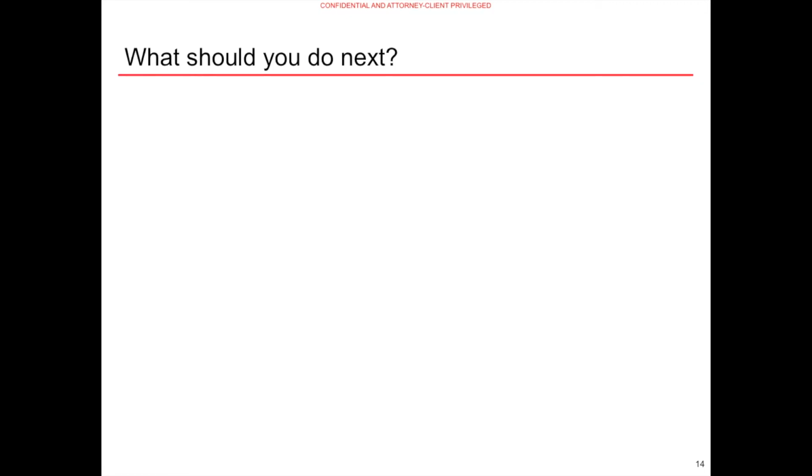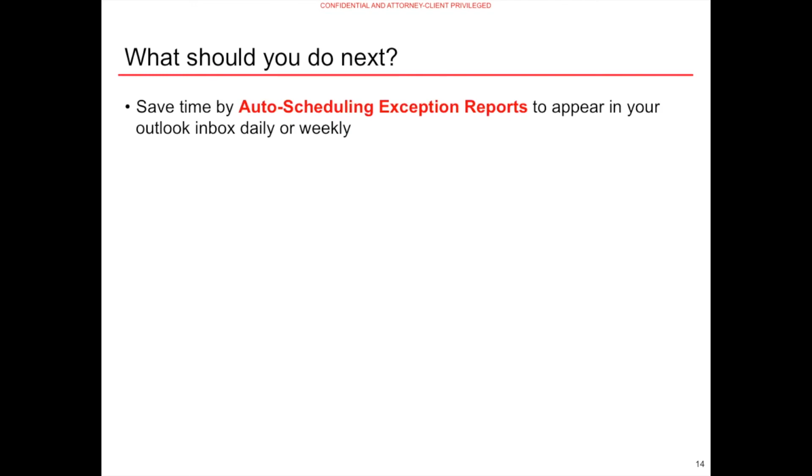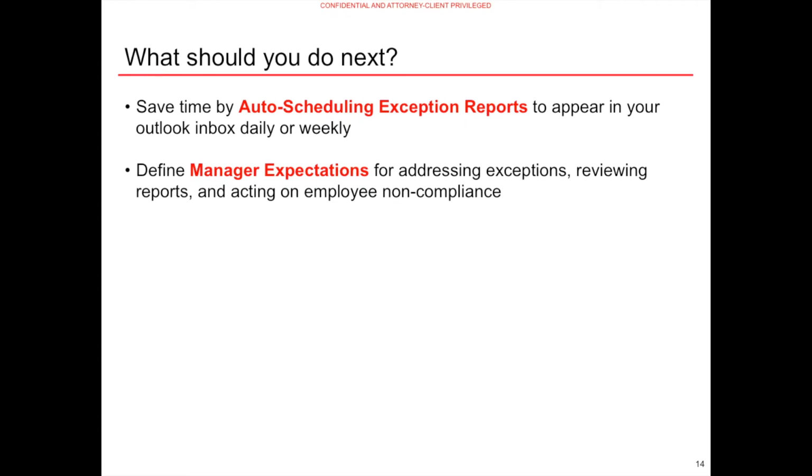Now that you understand the timing and responsibilities for reviewing and approving time cards and exceptions, the various exception types, and how to review and address employee noncompliance, let's review what you need to do next. Save time by auto-scheduling exception reports to appear in your Outlook inbox daily or weekly. Define manager expectations for addressing exceptions, reviewing reports, and acting on employee noncompliance.